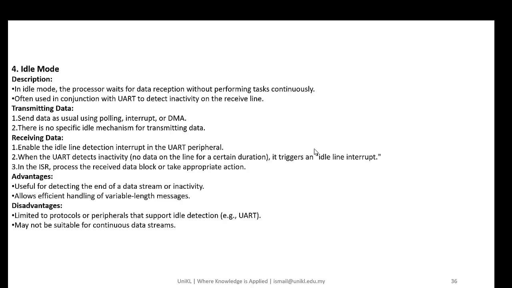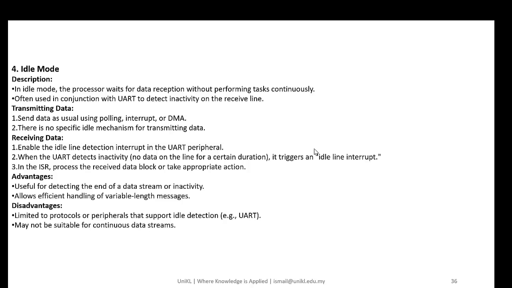And the last one that we have is idle mode. In idle mode, the processor waits for data reception without performing tasks continuously, often used to detect inactivity on the receiving line. When transmitting, we just transmit, normally using DMA to transmit the data. But idle mode is clear when we talk about receiving.